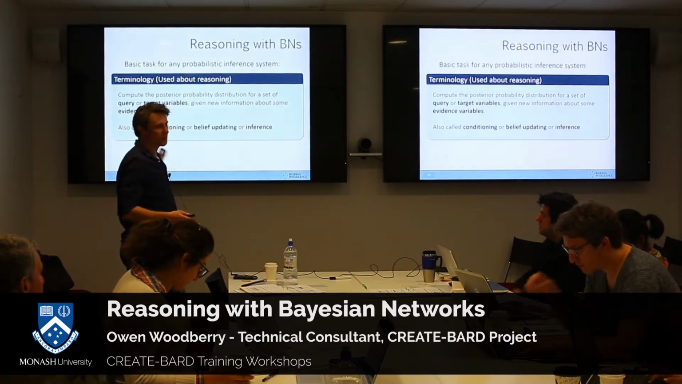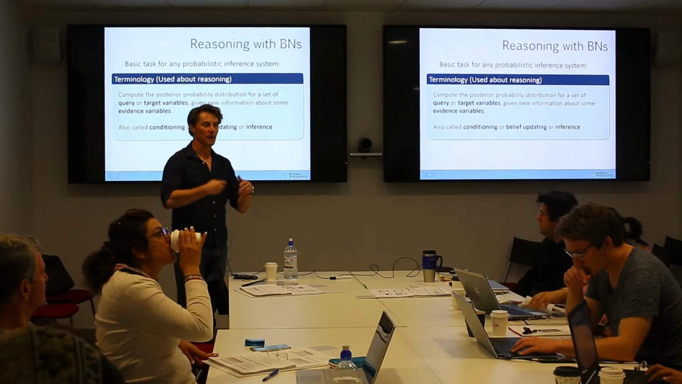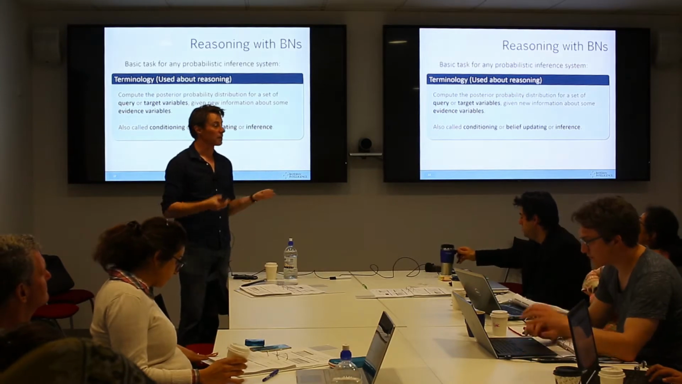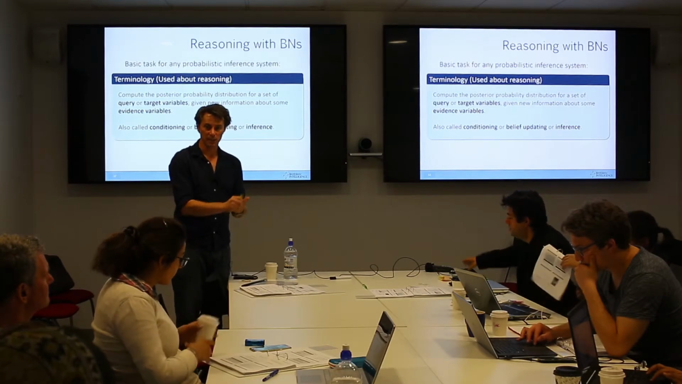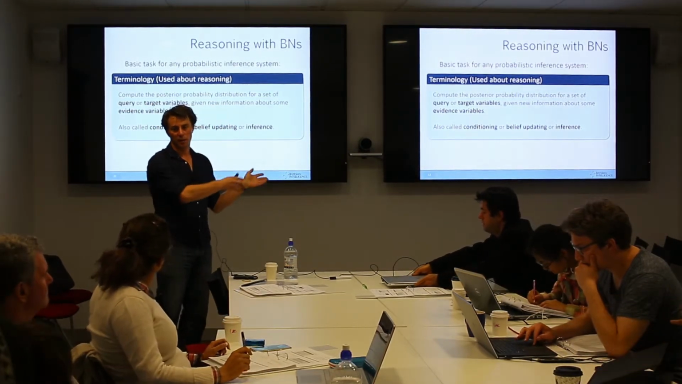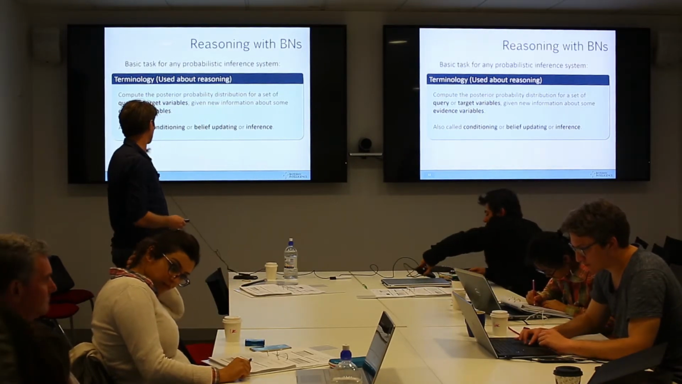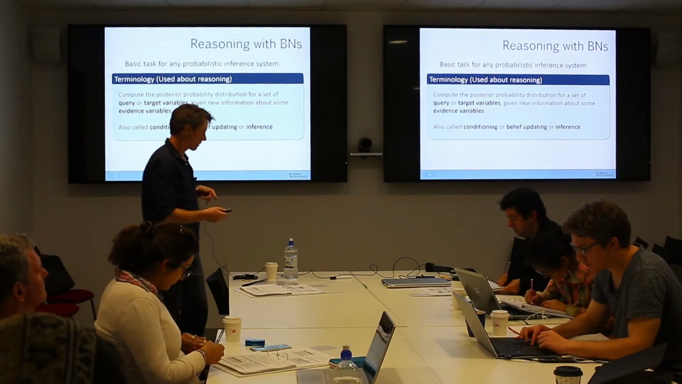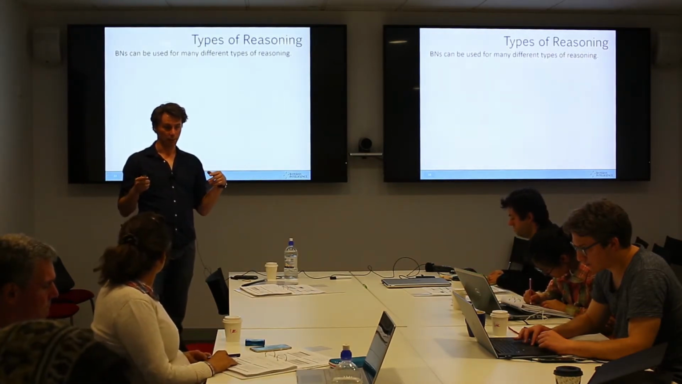So we've got some terminology here. The idea of these probabilistic inference systems is that we want to calculate a posterior probability over some set of query variables. So in our previous example, that was our native fish population and tree condition, given some evidence variables, which might be pesticide use and drought condition or whatever. So this is what we call conditioning or belief updating or inference, and that's what we do with a Bayesian network.